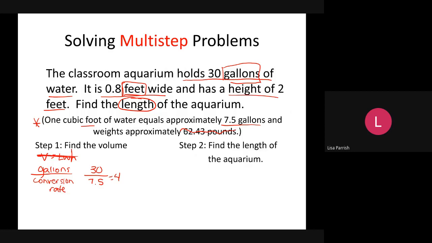Oops, did I? Okay, I was looking at the wrong notes here. So you get 4. So the volume is 4 because I took how many gallons of water and divided it by the conversion factor. Now I can use the 4. The 4 is my volume, so it would be 4 feet cubed. This is the volume.